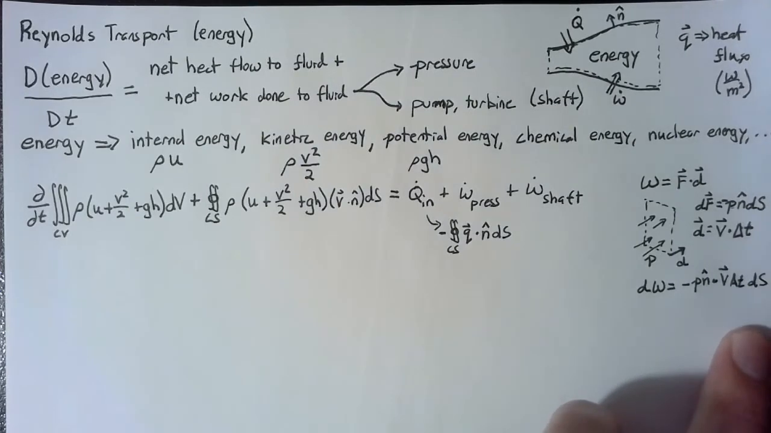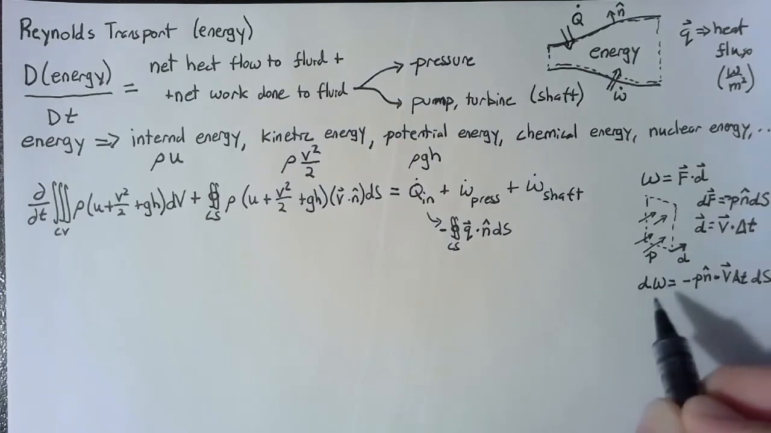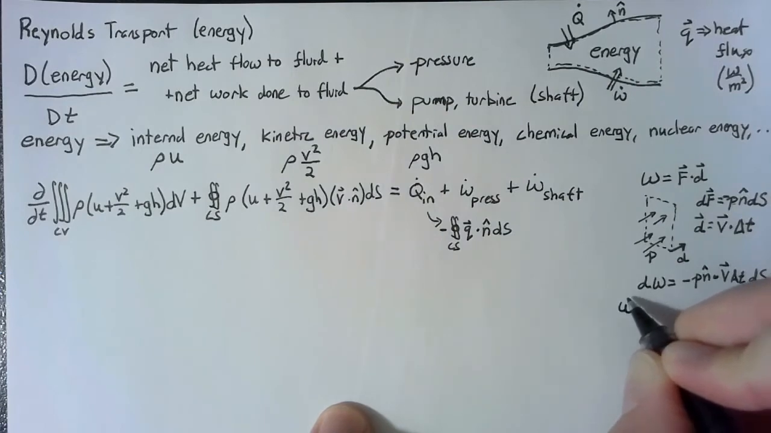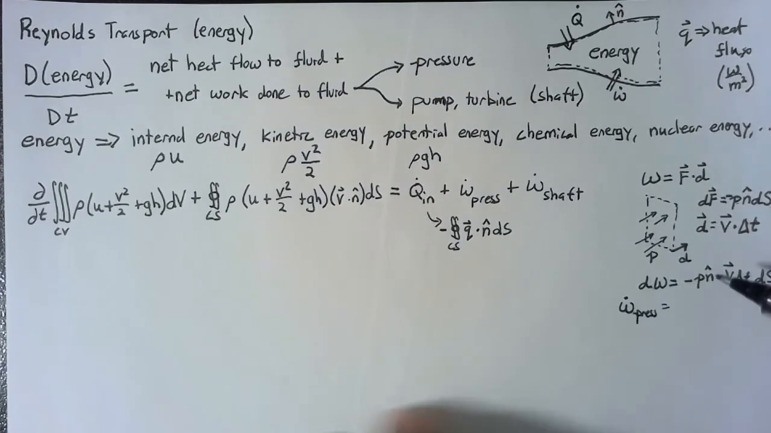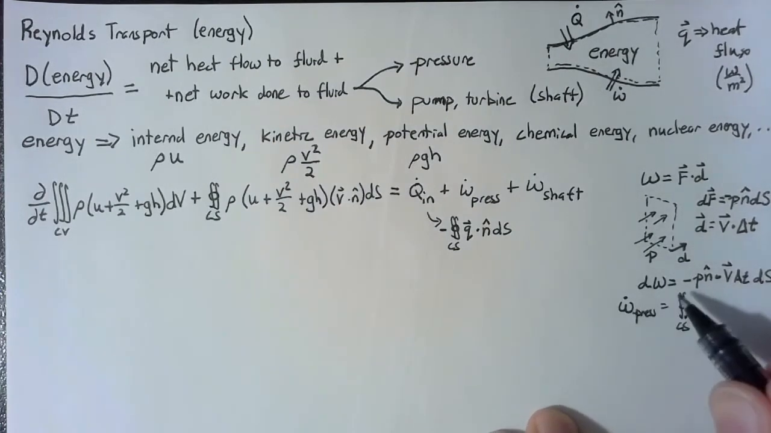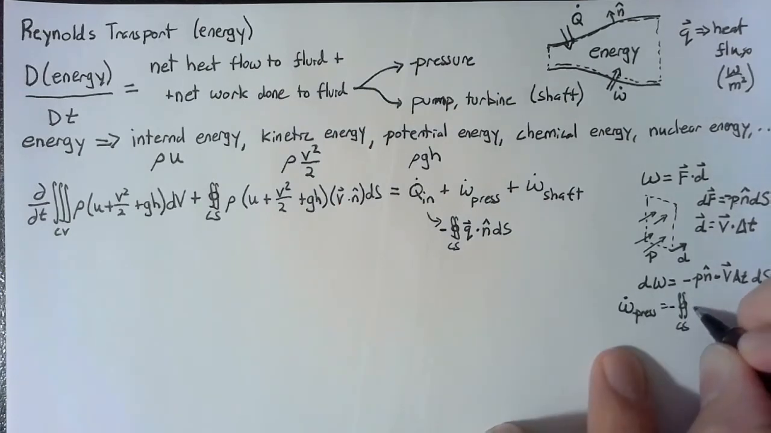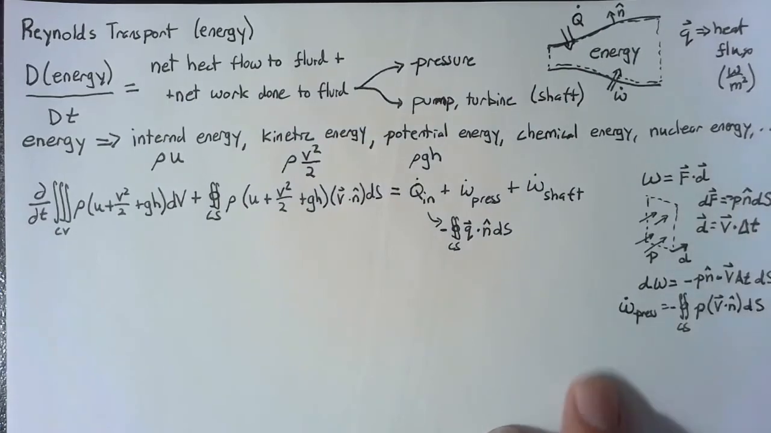and all of that multiplied by the surface area. But of course, we're interested in the rate of work, not the work being done over some period of time. So we can come up with the rate of work due to pressure as the integral over our entire surface of this differential work that we just came up with. So let's include that negative sign, and we'll have pressure multiplied by our velocity dotted with our normal vector, and all of that multiplied by dS.